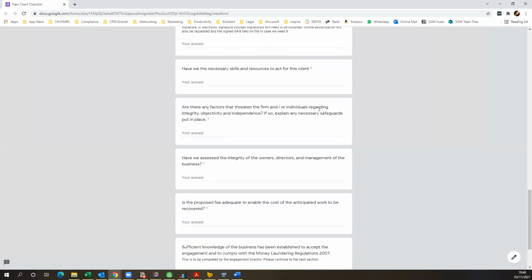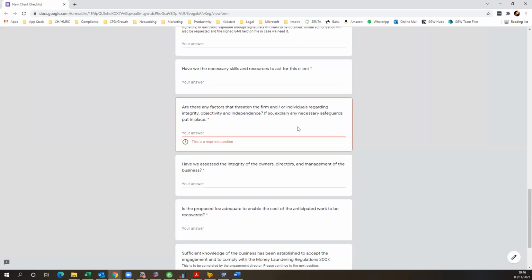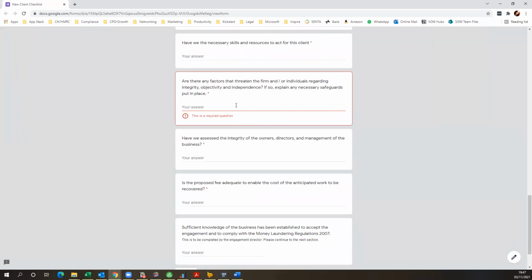I can't think of any examples on this now regarding integrity, objectivity and independence. To a certain extent, at this stage in the game, like for some of the other questions, you're not necessarily going to know. And to be honest, if there was any concern around these areas that we're aware of by this point, we may not be going forward anyway. But if anything does make sense to put as an answer in here, given the particular client we're looking at, then yeah, pop it in there.